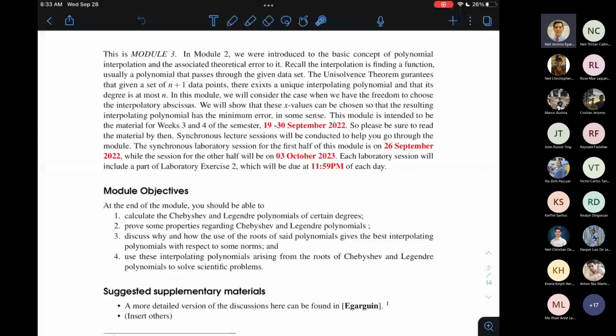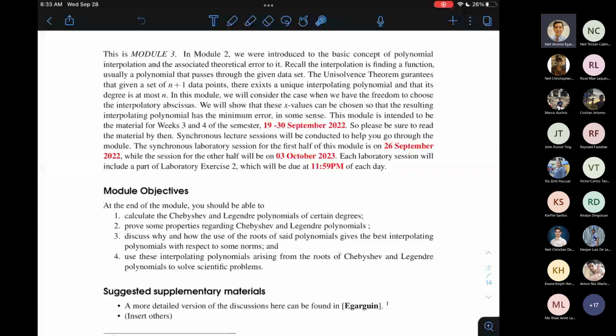And then discuss why and how the use of the roots of said polynomials gives the best interpolating polynomials with respect to some norms. Kasi makikita natin na pag pinili natin ng maayos yung interpolatory abscissas, we can make the error much smaller than what we could get if we'll just be using random points. Okay? Nakikita natin yan later.